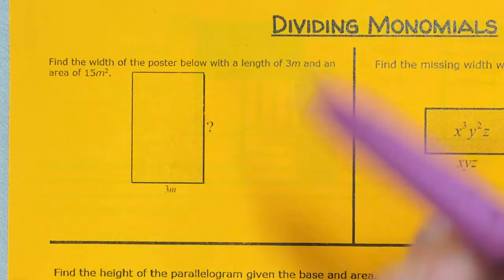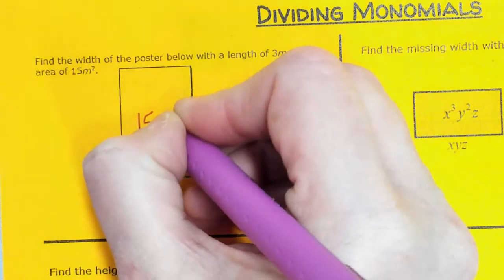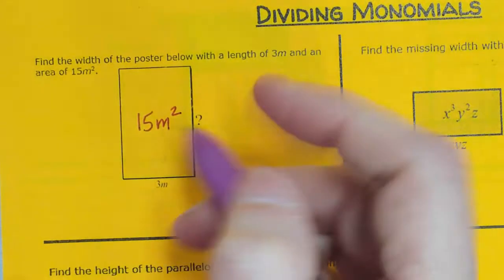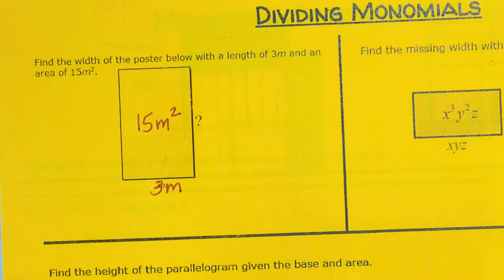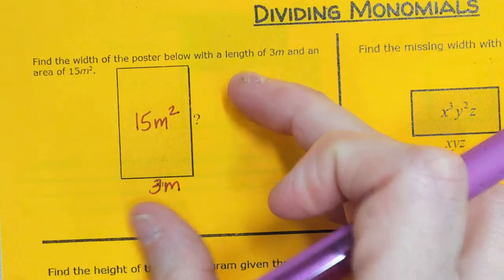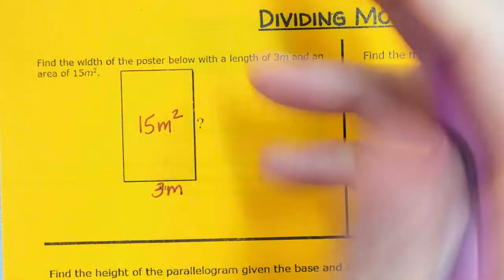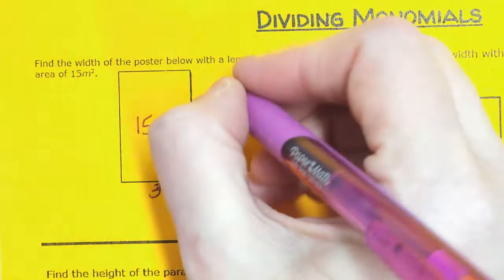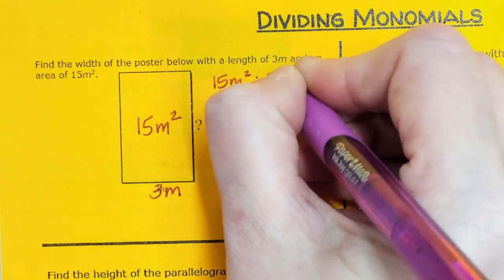So the reason I reminded you that the area is on the inside is because what I'm going to do is literally write the area on the inside. And this is kind of hard to see, so I'm going to write the length on the outside. So I'm looking for this one. Well, normally to find the inside, I multiply the dimensions to find the area. Well, if I know the area on one side, I'm going to work backwards by dividing. So that'll look like 15m squared divided by 3m.